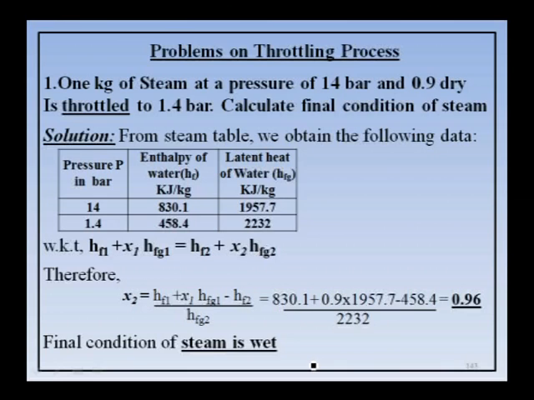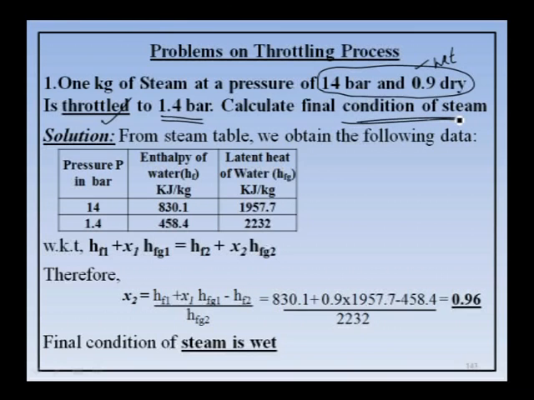Okay. First problem, simple problems on throttling process. 1 kg of steam at a pressure of 14 bar and 0.9 dry. So this is the initial condition of steam. What is the initial condition? It is wet steam. Next, it is throttled. Throttle means passing of steam through a smaller opening. To 1.4 bar. So this is the final pressure, but the final condition is not given. Calculate the final condition of steam. So we have to find the final condition.